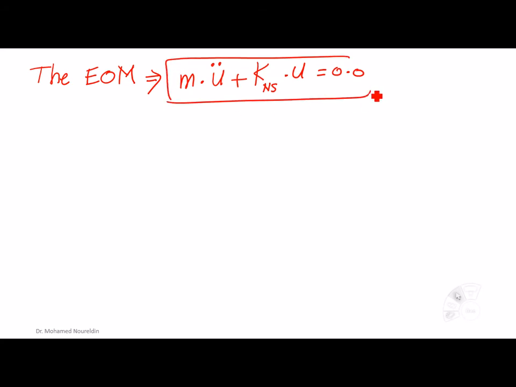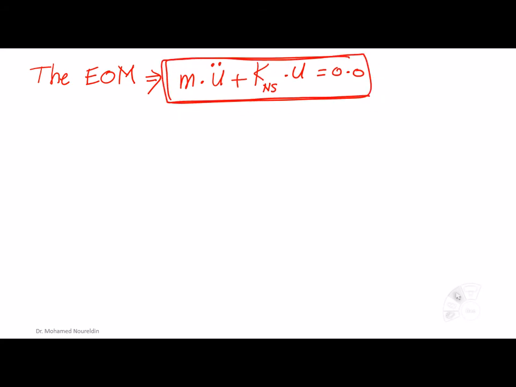Now let's go to the next part, which is related to the equation of motion. So the equation of motion for this system, it is an undamped system. So we're going to have m times u double dot, and there is nothing related to u dot because it is an undamped system, plus k, in this case it is going to be k north-south, times u equal to 0, right? This is our equation of motion that we want.